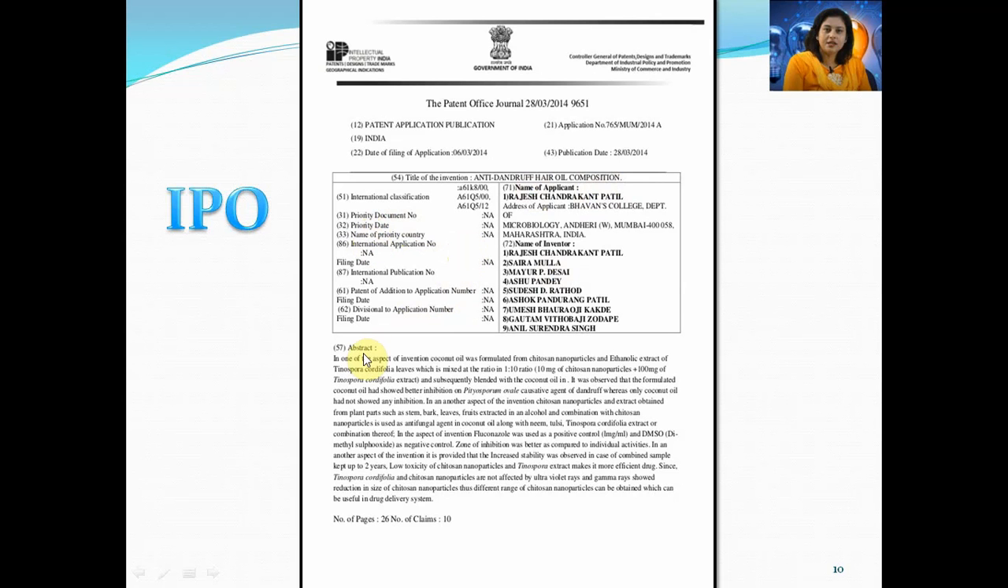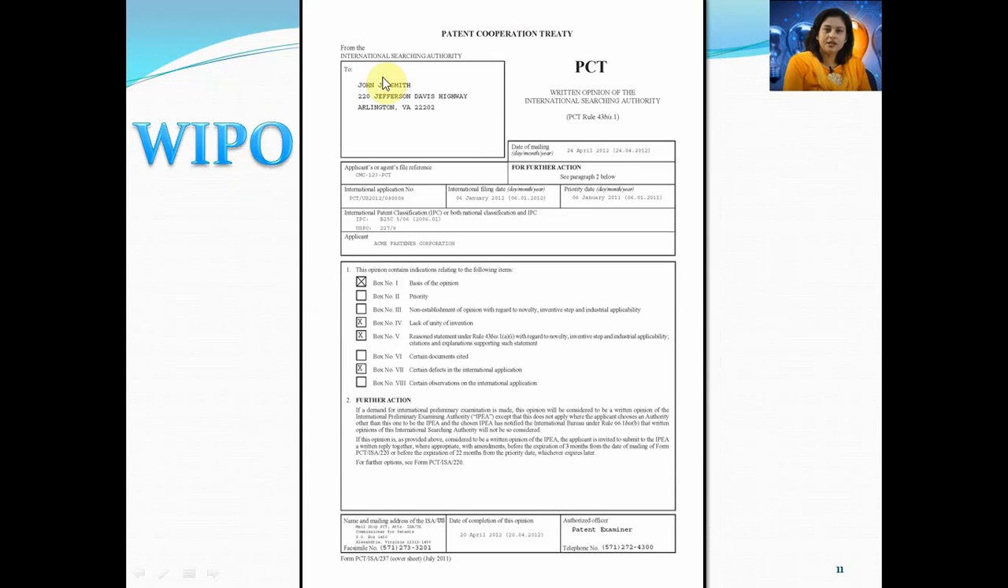Next comes the abstract of the invention. And after the abstract comes total number of pages of invention and number of claims. This claims is very important. We will learn more about how to write claims and how to defend claims in the later section. Then comes World Intellectual Property Organization. This is important for patent application in an international manner. So PCT is called Patent Cooperation Treaty.